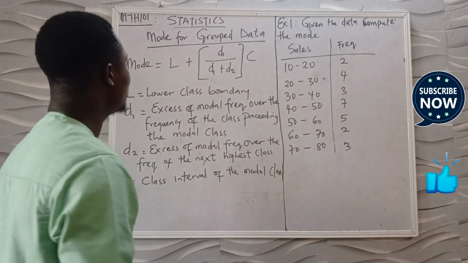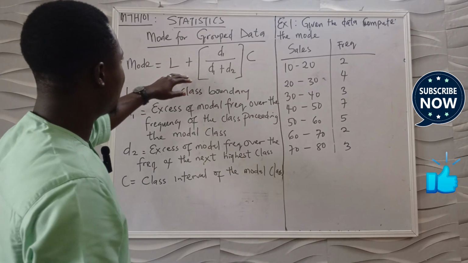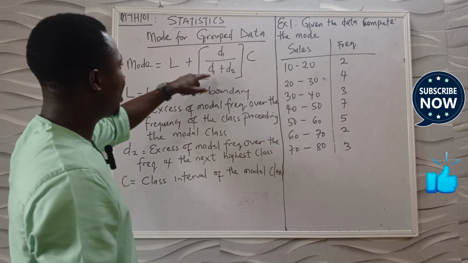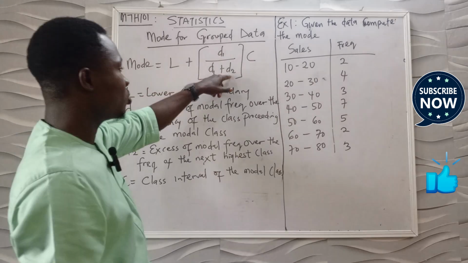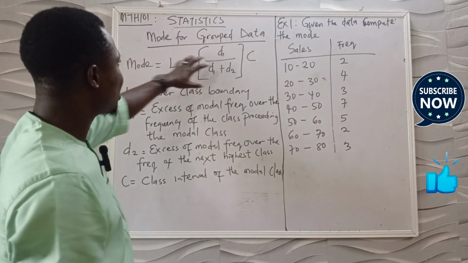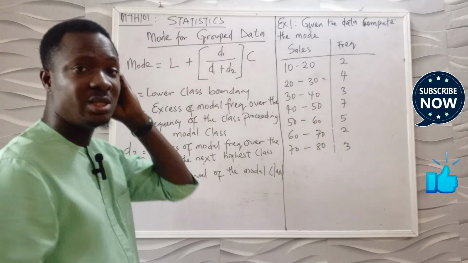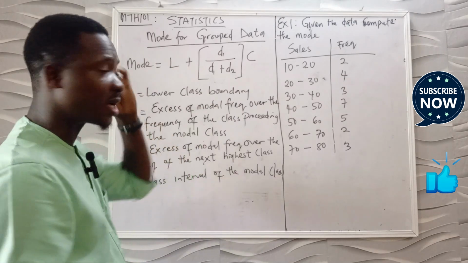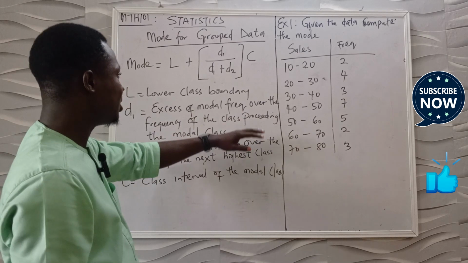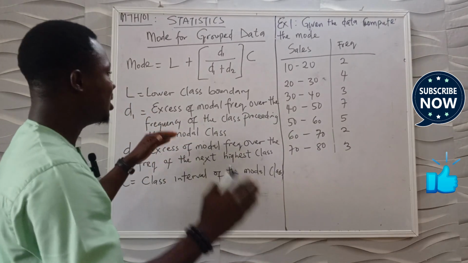We want to look at mode for grouped data, and this is the formula: mode equals L plus D1 over D1 plus D2, all in brackets, multiplied by C. So what are all these variables? L stands for the lower class boundary, as seen in the median class when we were calculating. D1 is equal to the excess of modal frequency over the frequency of the class preceding the modal class.